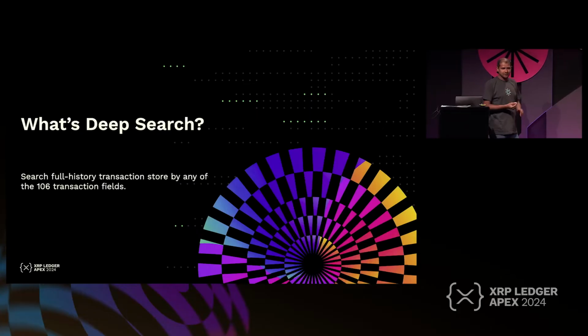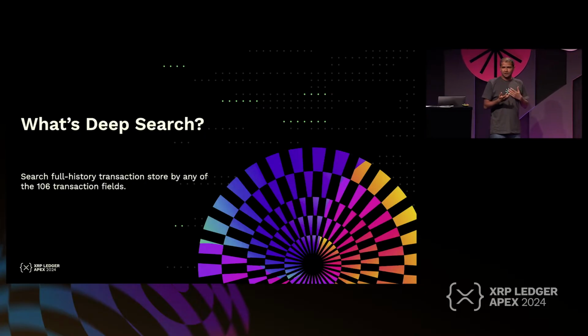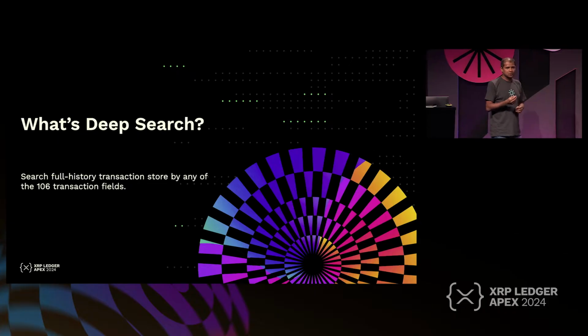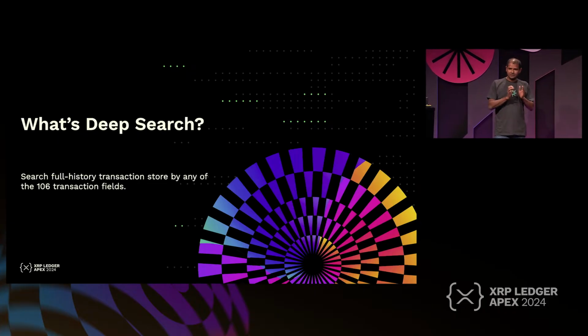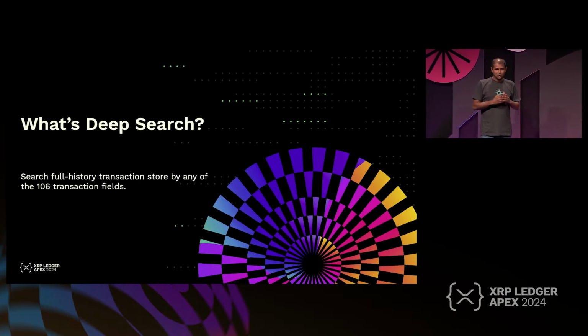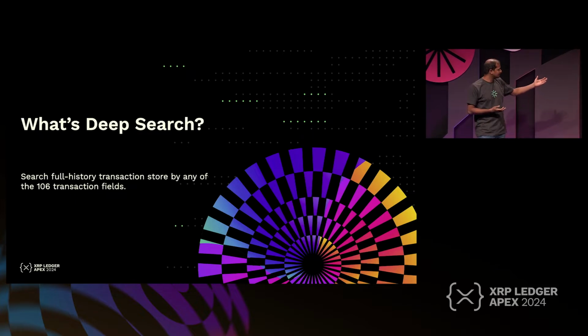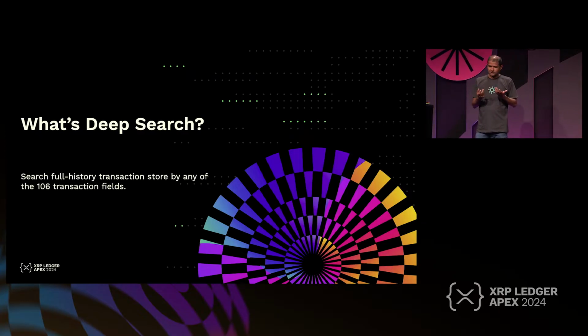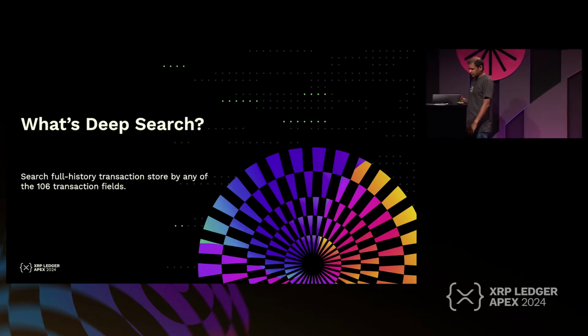Now, the title of the talk is a deep search platform. Now, what is deep search? In my opinion, it is the ability to search for a transaction using one of the 106 main parameters, main fields in a transaction object, as well as the metadata which is available in a transaction.